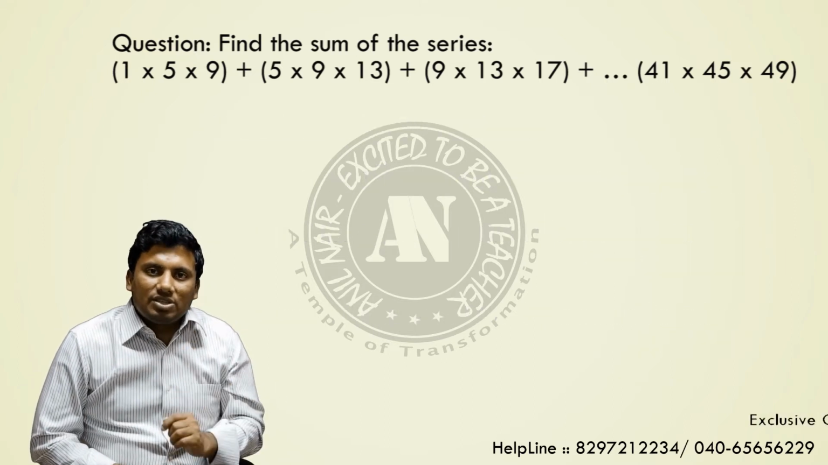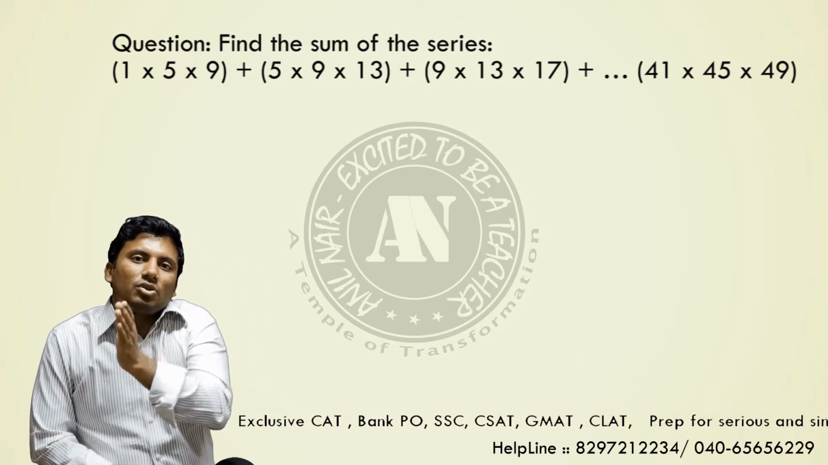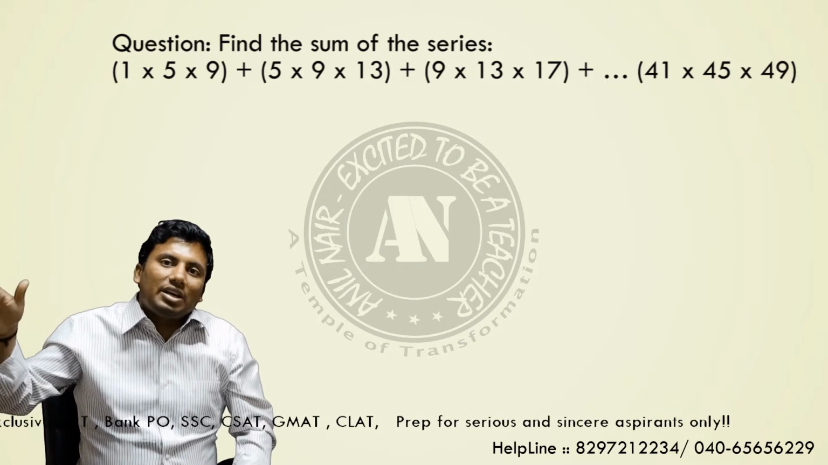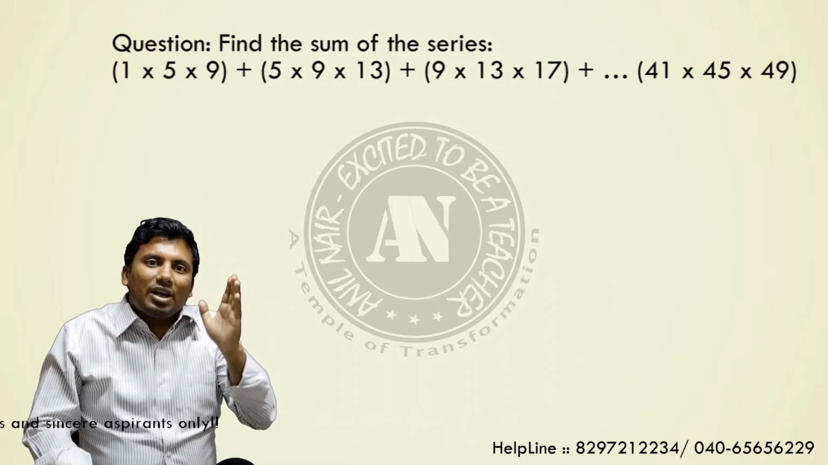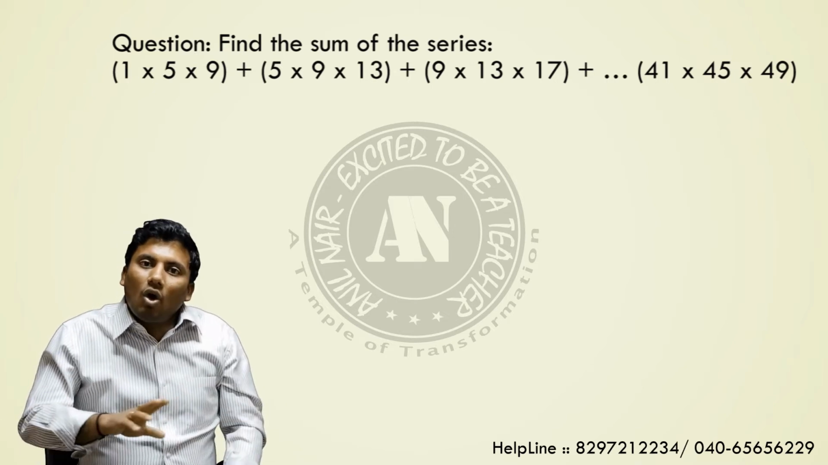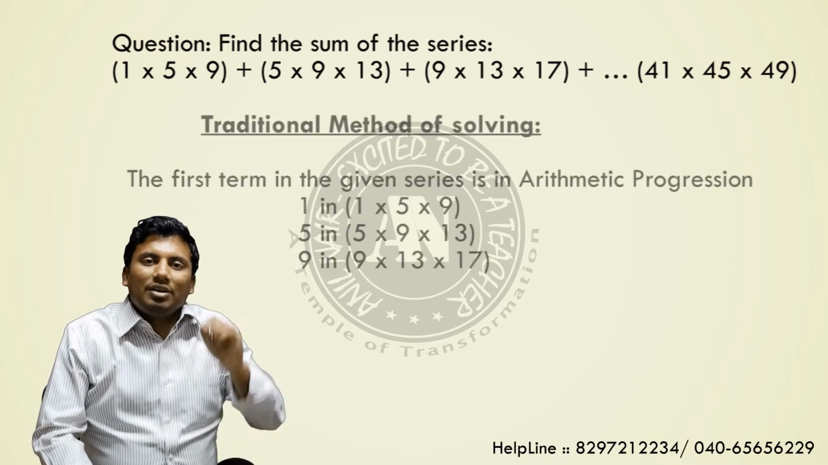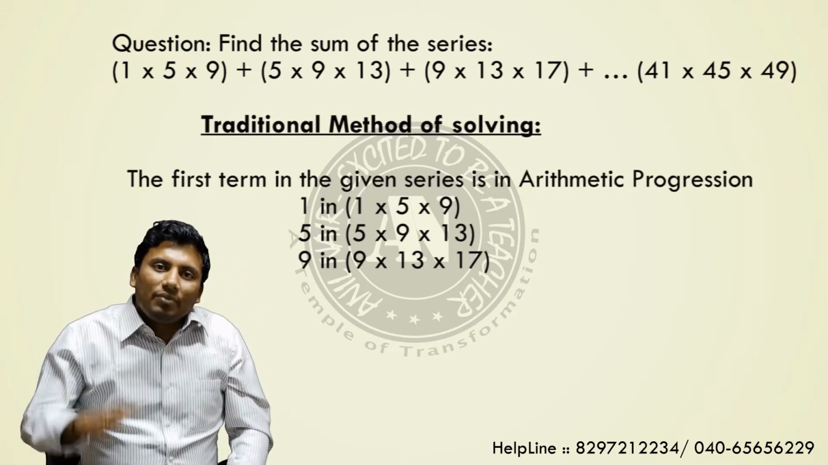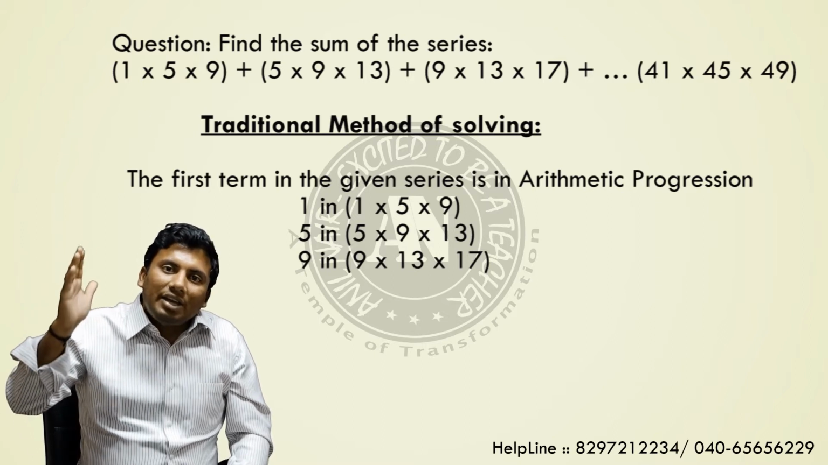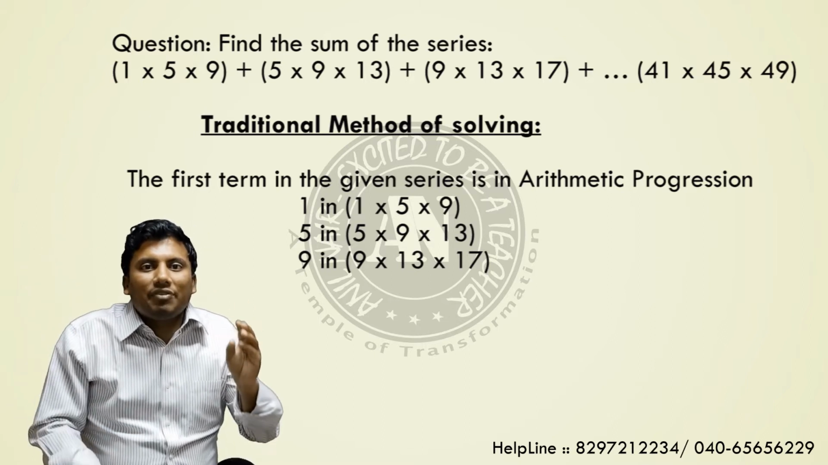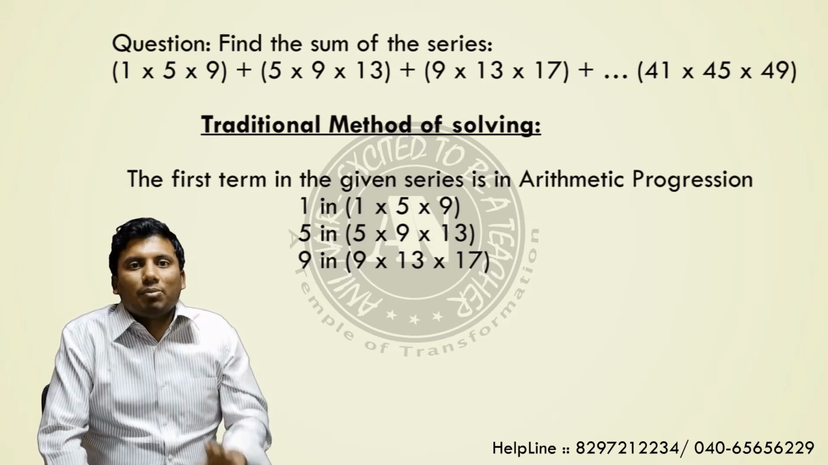Please look at the series. 1 into 5 into 9 plus 5 into 9 into 13 plus 9 into 13 into 17. If you look at a term, the first numerical values in that term are all in arithmetic progression. For example, 1 in 1 into 5 into 9, 5 in 5 into 9 into 13, 9 in 9 into 13 into 17. All the first terms in this series form an arithmetic progression.